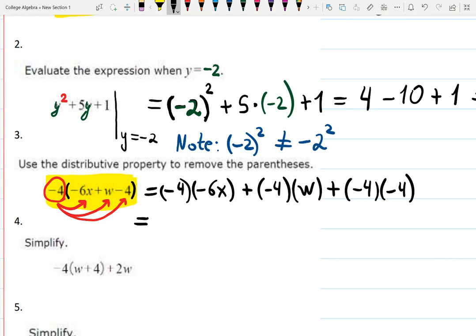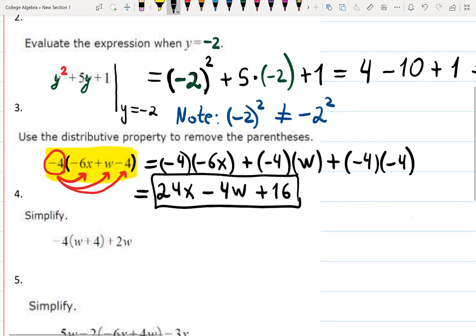Now you're simplifying it. Minus 4 times minus 6 is positive 24, 24x. Minus 4 times w is minus 4w. Minus 4 times minus 4 is positive 16. And that is the answer. Put it in the box.